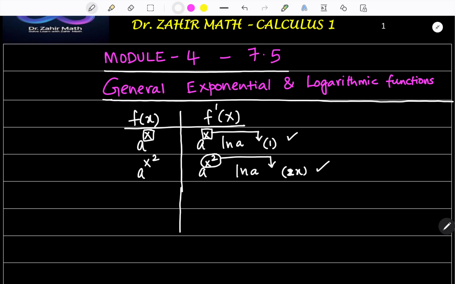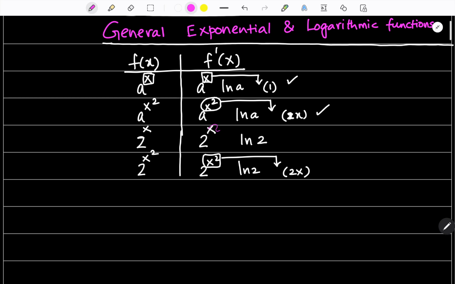Let me give you some examples with numbers. Suppose I have 2 power x. What you will write? 2 power x, after that you write ln 2. Suppose you have 2 power x square. What you will write? 2 power x square, and the derivative of x square is 2x. You need to write like this. Why? Because the derivative of x is 1. So keep in your mind, whenever you have a number to the power of x, you write it again and just multiply by ln of that number.